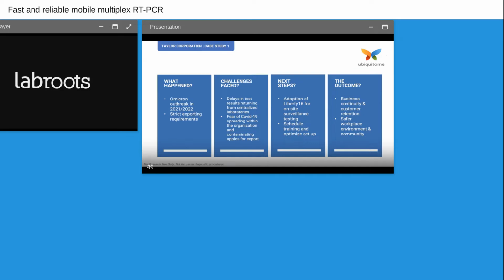So the next steps that they took was to adopt the Liberty 16, to implement on-site surveillance testing so that they had a way to identify the health status of their employees, staff, and apple pickers, which led to an outcome of business continuity, customer retention, and also a safer workplace environment and community overall.